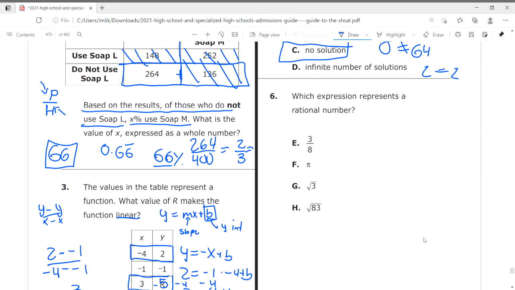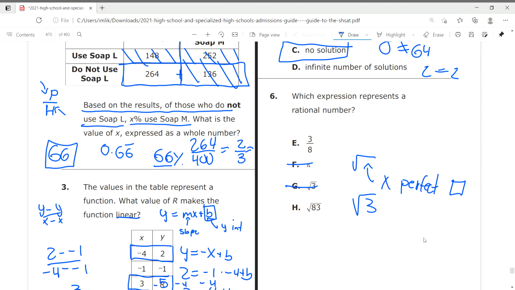So which expression represents a rational number? Automatically, we could cross out pi. Cool thing to remember is that any radical whose radicand is not a perfect square will always be irrational. So for example, 3 is not a perfect square, so it'll be irrational.